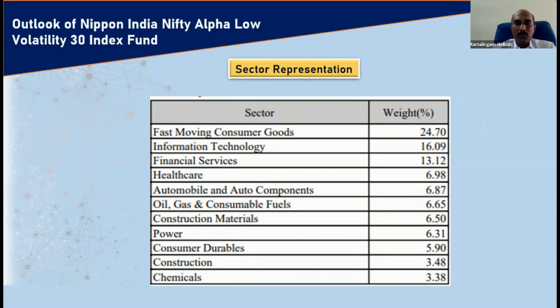The other top sectors are healthcare, automobile, oil and gas, construction materials, power. They all have close to 6%. Consumer durables is close to 5.90%. Construction and chemicals close to 3%. Sectoral allocation wise, they are well diversified into multiple sectors.